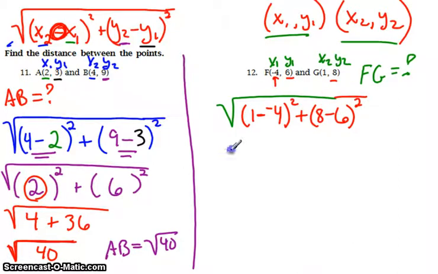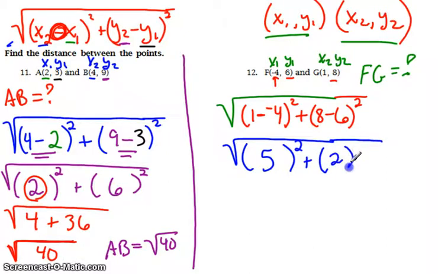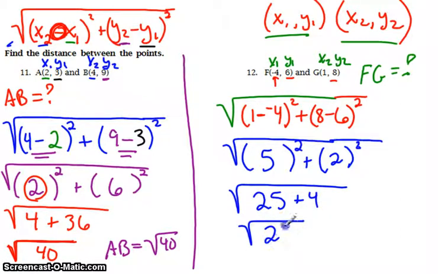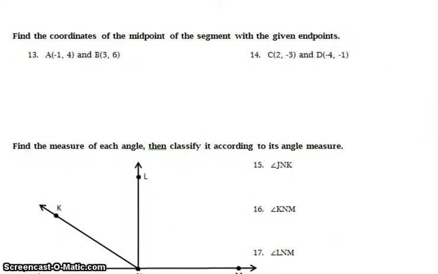So now following the order of operations, the first thing I'm going to do, 1 minus negative 4 is 5. Don't forget it's squared. Plus 8 minus 6 is 2. Don't forget it's squared. 5 squared is 25 plus 4, and 25 plus 4 is 29. So for now, you would write your answer as FG, the distance between F and G, is the square root of 29. Okay, so that is number 11 and number 12. So let's go ahead and do number 13 and 14 as well.